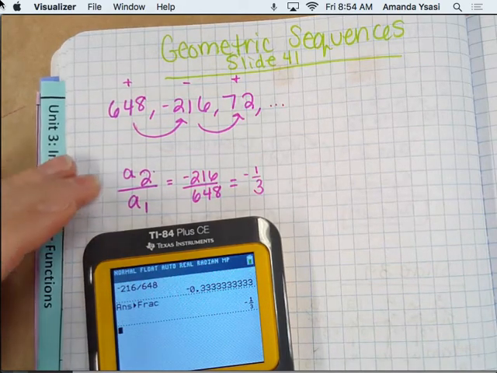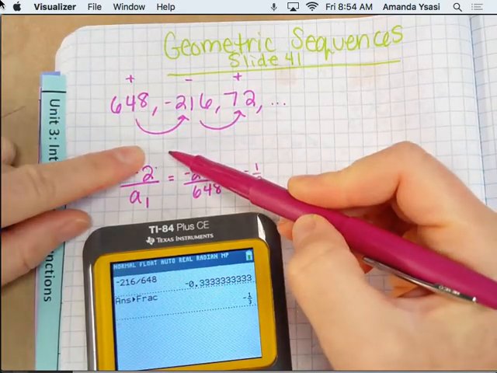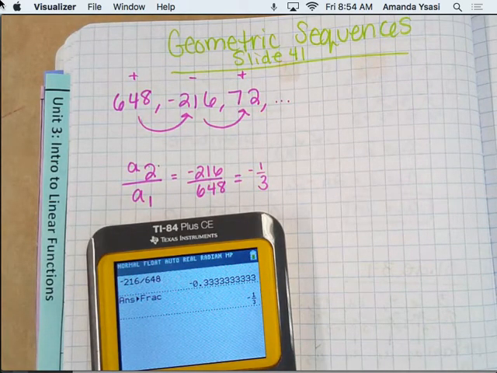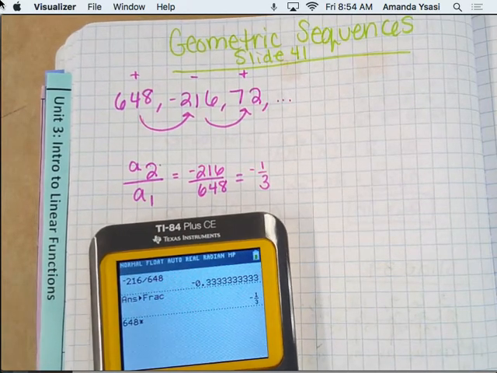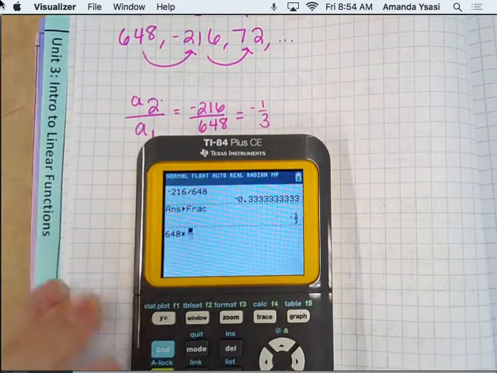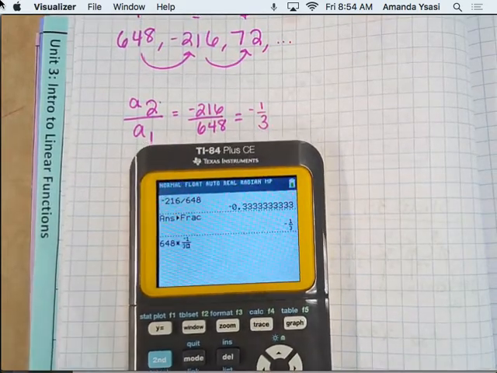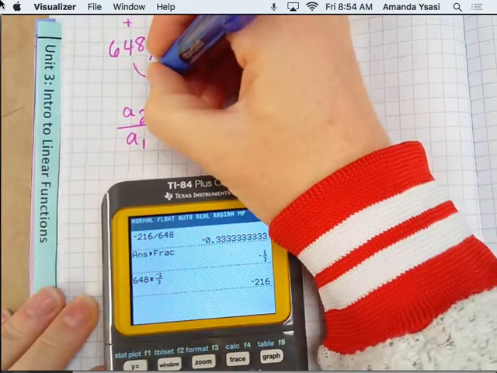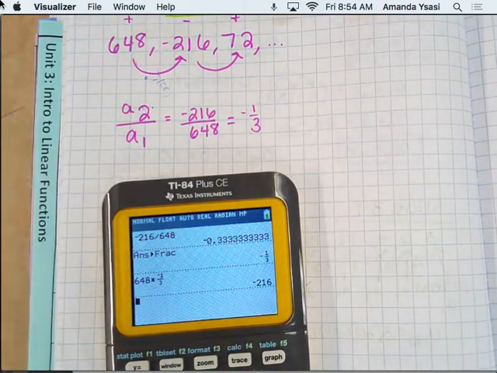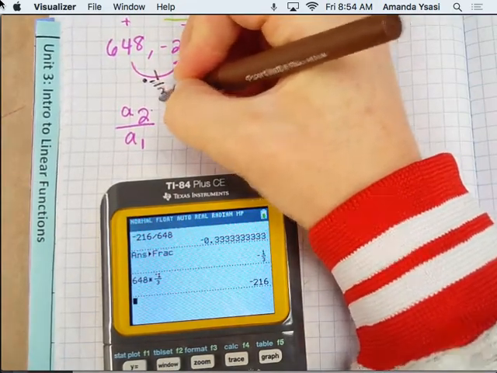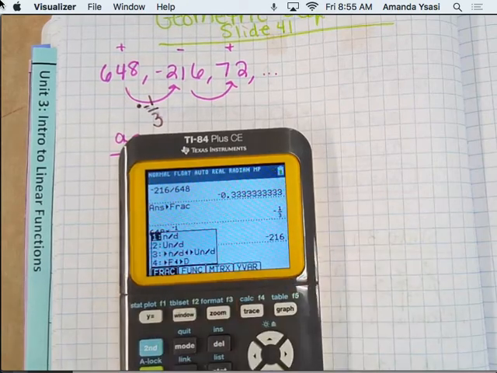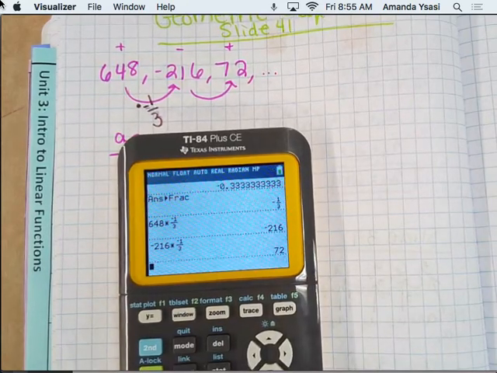So if that is our common ratio, then I can multiply 648 times -1/3 to get -216. And then I could keep on using that same ratio. So let's check and see if that works. We do 648 times that fraction, -1/3, and we get -216. Then if it's the same ratio, I should be able to do -216 times -1/3, and that gets 72.